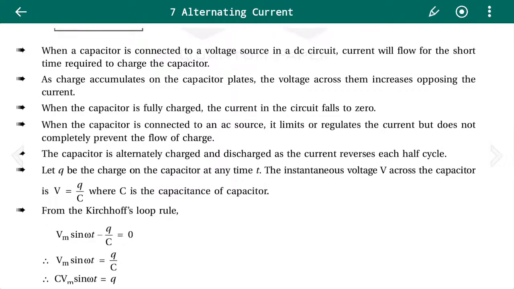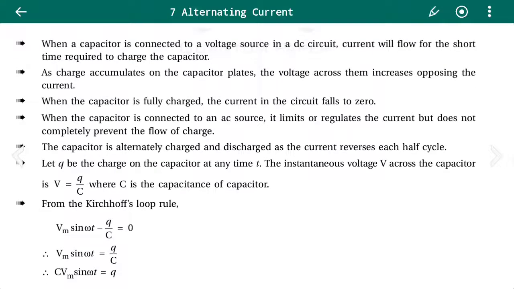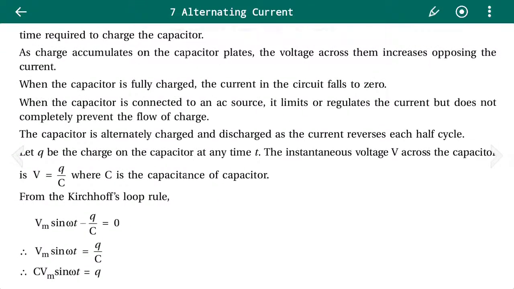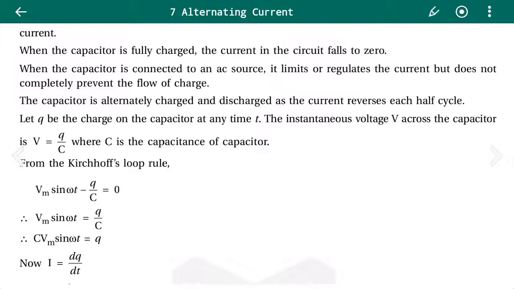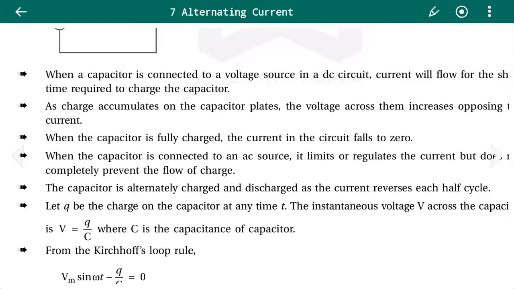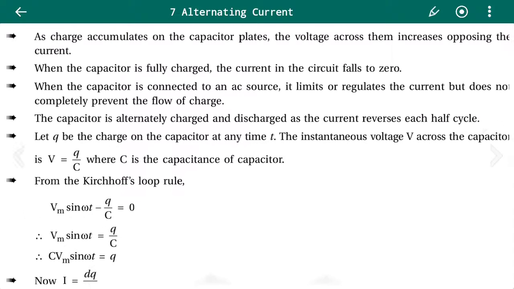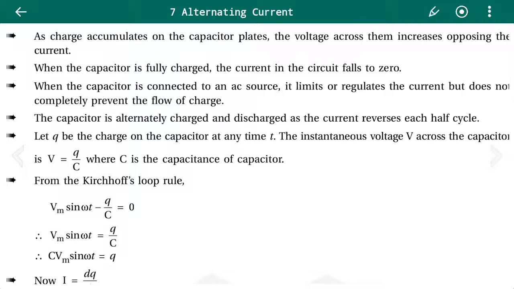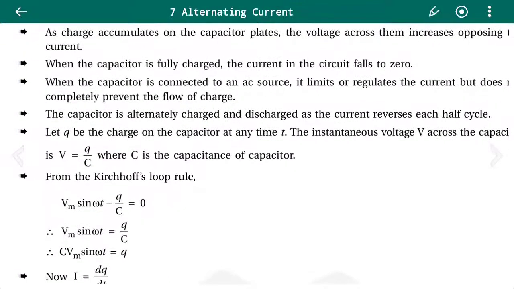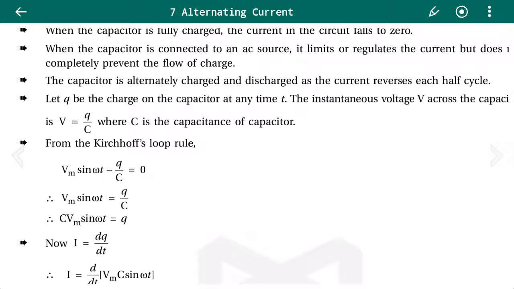When the capacitor is connected to an AC source, it limits or regulates the current but does not completely prevent the flow of charge. The capacitor is alternately charged and discharged as the current reverses each half cycle. Now let Q be the charge on the capacitor at any time t. The instantaneous voltage V across the capacitor is V equals Q by C, where C is the capacitance of the capacitor.